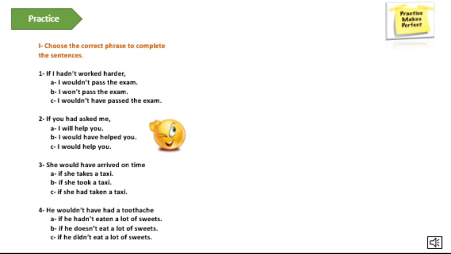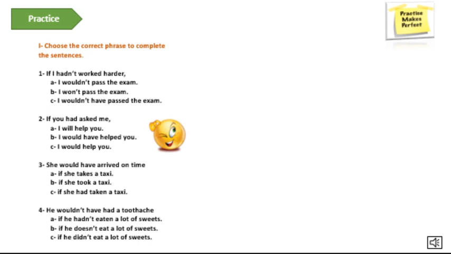The first one, if I hadn't worked harder, so what shall we say here? Can we say, if I hadn't worked harder, I wouldn't pass the exam? Or, if I hadn't worked harder, I won't pass the exam? Or, if I hadn't worked harder, I wouldn't have passed the exam? So which do you think can fit? And which one of these is correct?